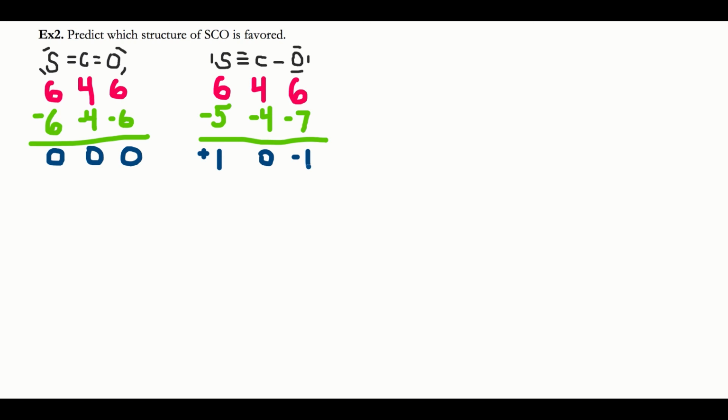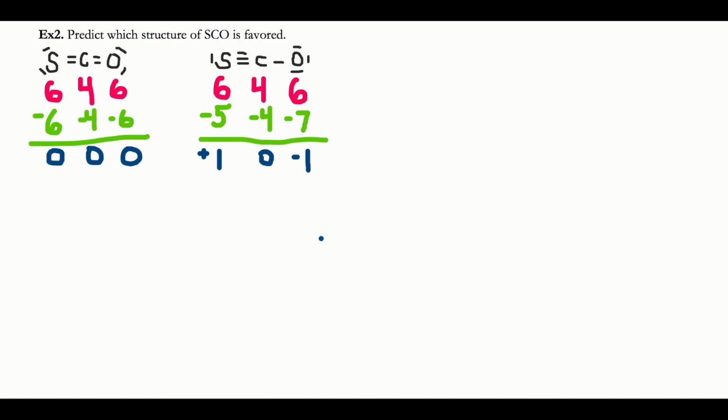Now keep in mind something important to note here. The total formal charges, whether or not your structure is favored or not, the formal charges will add up to the charge of your molecule. So notice the overall molecule here has no charge. So notice 0 plus 0 is 0, obviously. Here, +1 minus 1, so when those add up, you get 0 as well.